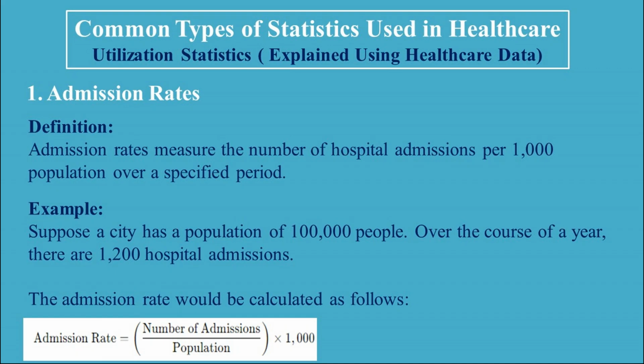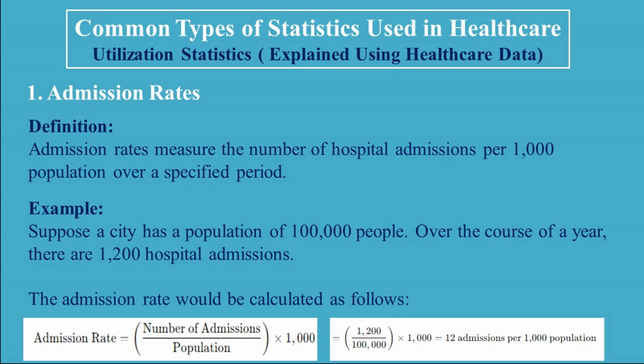Admission rate is equal to the number of admissions divided by the population, multiplied by 1,000. The admission rate is calculated by dividing 1,200 admissions by a population of 100,000 and then multiplying by 1,000, which equals 12 admissions per 1,000 population.